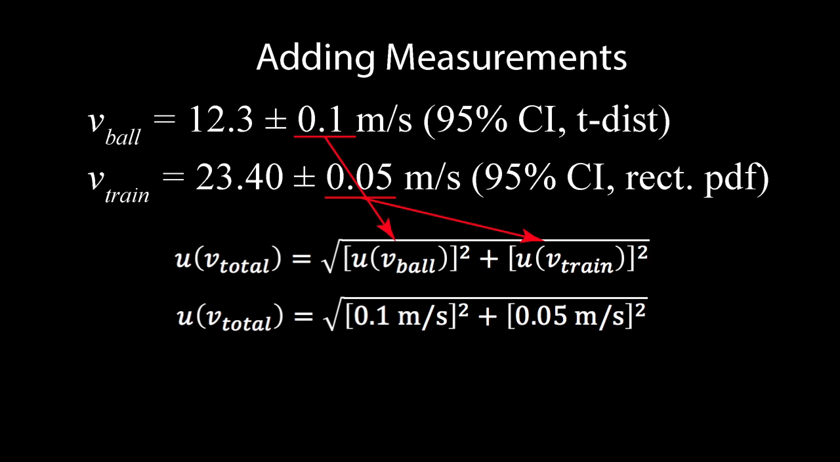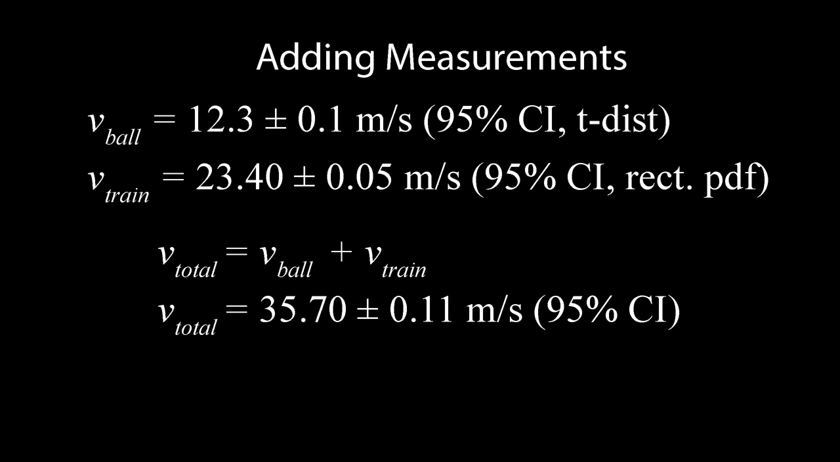Note that because we are squaring both uncertainties, the final uncertainty will always be bigger than any of the uncertainties in the sum. In our example, we square both uncertainties, add the squares, and then take the square root. We get a combined uncertainty of 0.1118 meters per second. We can now round to two significant figures and then adjust the number of digits in our measurand to match. That gives us a total speed of 35.70 plus or minus 0.11 meters per second.